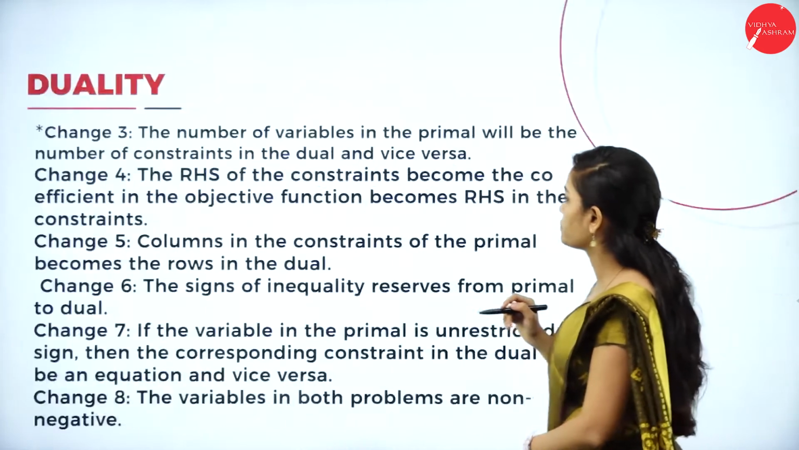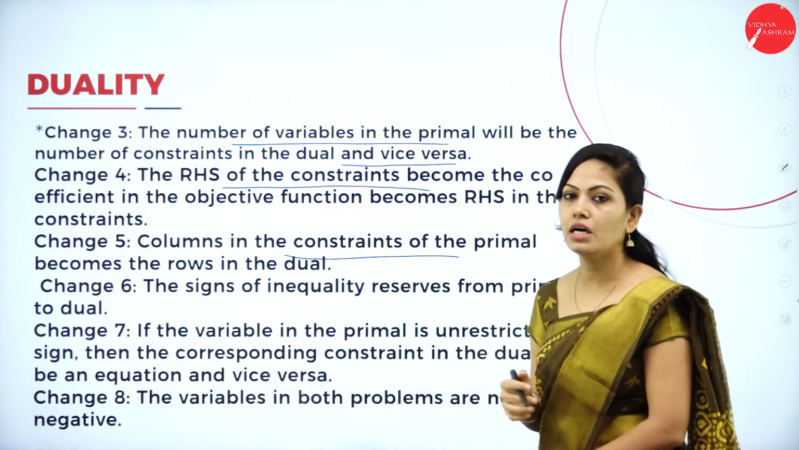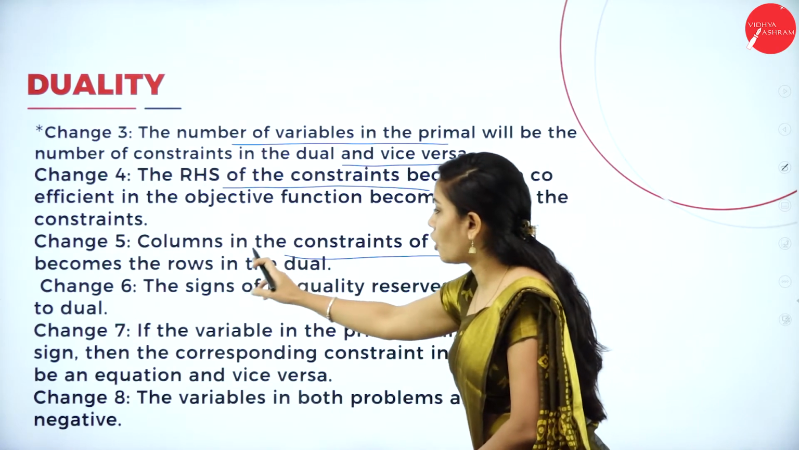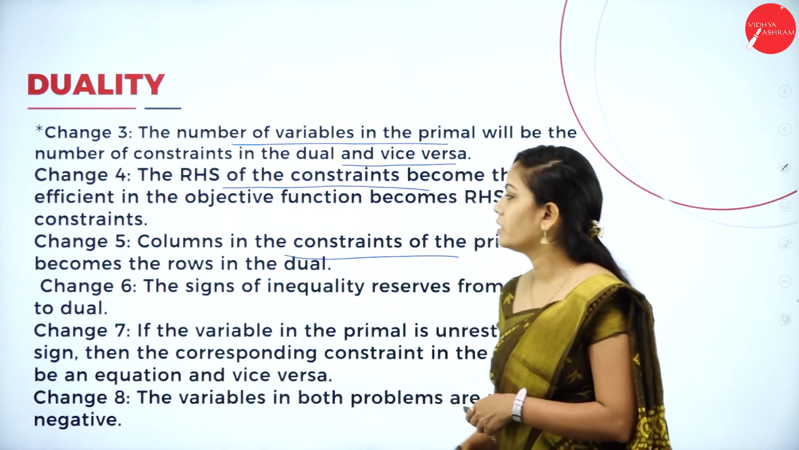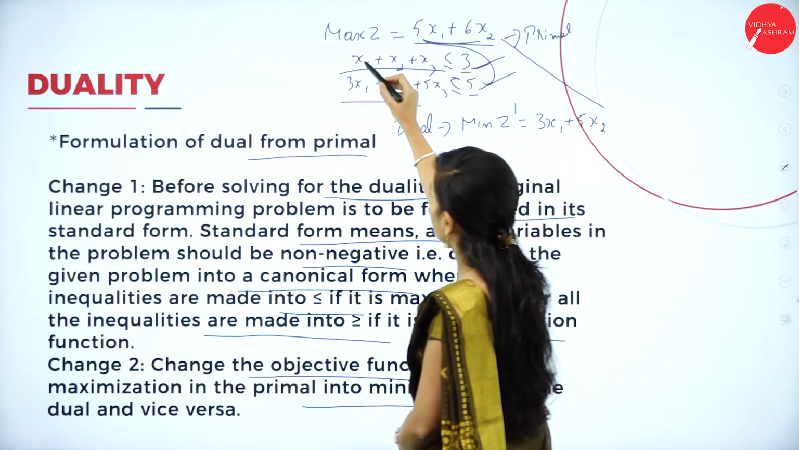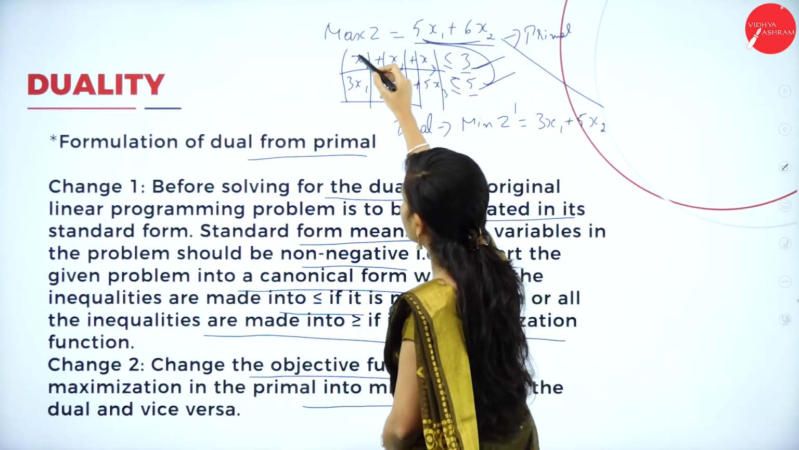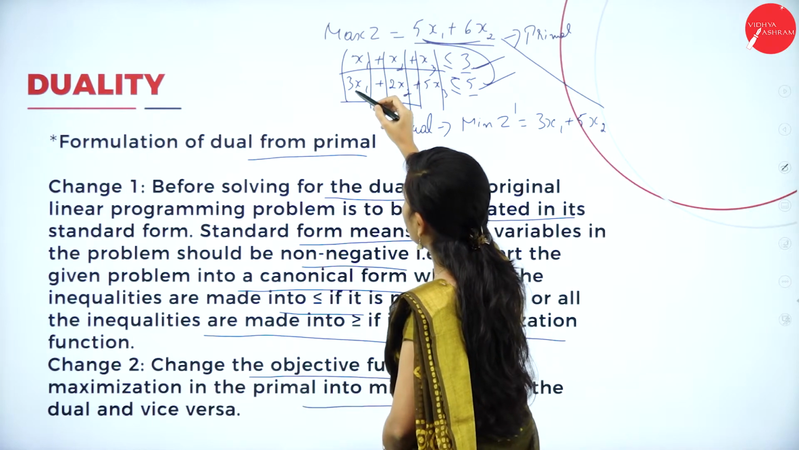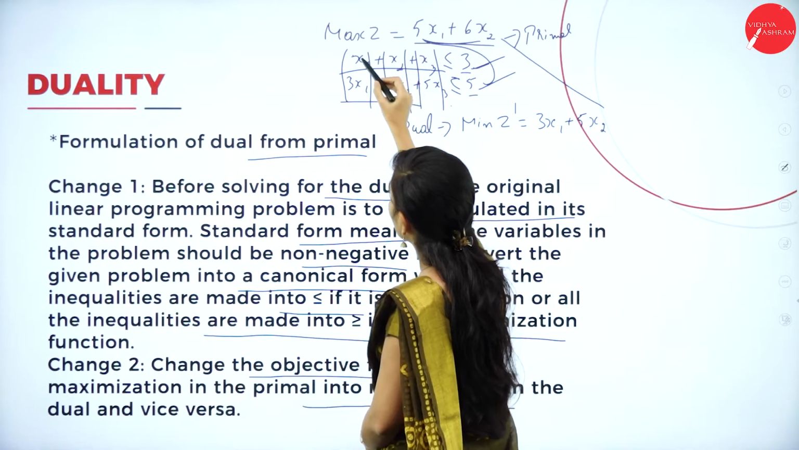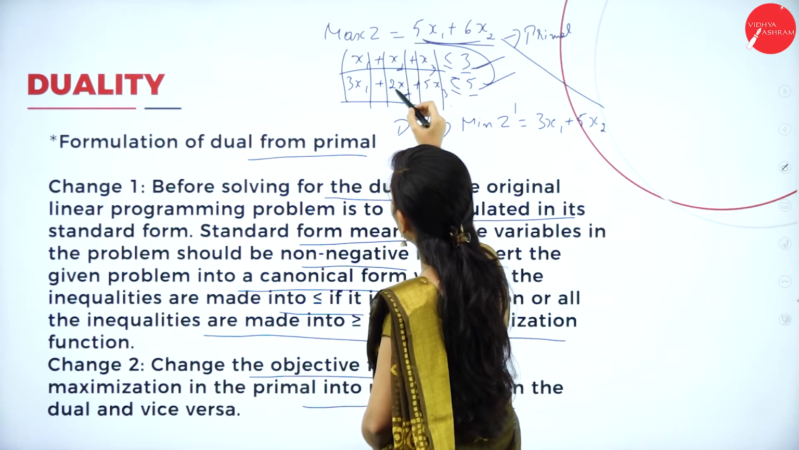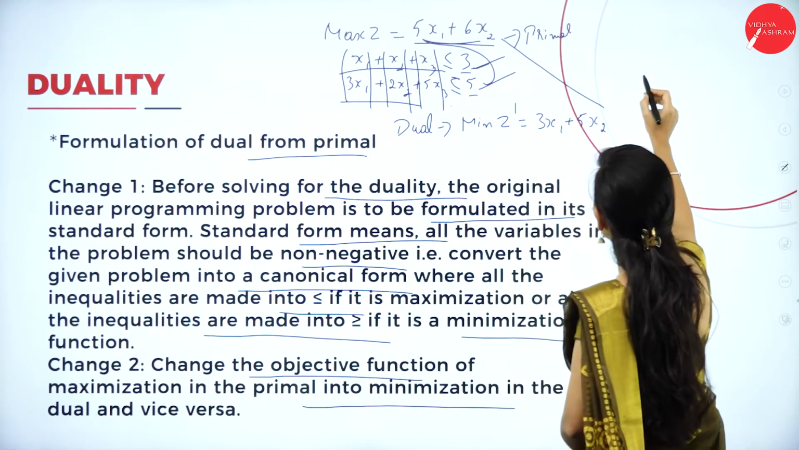Next step: columns in the constraints of the primal become the rows in the dual. Listen carefully. Columns in the constraints of the primal become the rows in the dual. Example, here in the constraints I have 3 columns. For the objective function, the columns are x1 with 3, x2 with 2, x3 with 5. So I have listed all the columns.